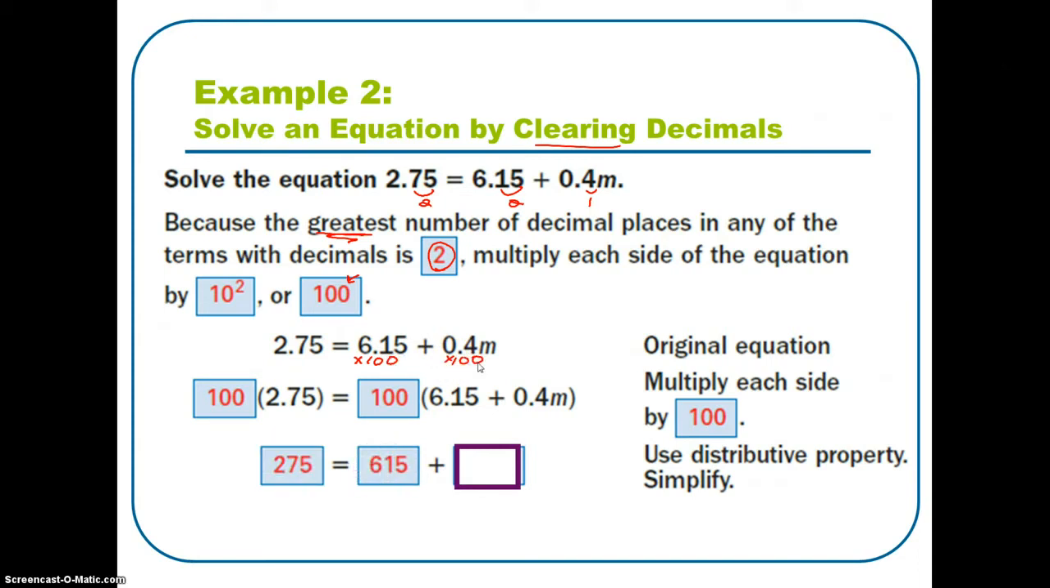Basically what that does is, because of the 2 decimal places, that turns 2.75, 2 and 75 thousandths, into 275. And it turns the 6 and 15 thousandths into 615. But what about the 4 tenths? Well, if you think about it, I could add a 0 at the end, and now how many place values does it have? 2. So it becomes 40. Remember to bring down the variable.